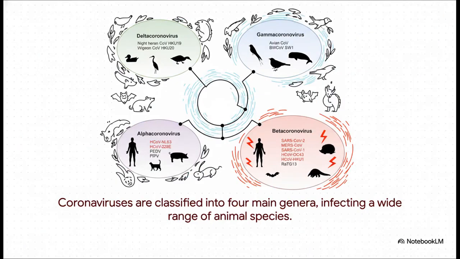Now, what's really interesting is how these thousands of viruses are grouped. We've got 4 main genera: alpha and beta, which mostly infect mammals, and then gamma and delta, which you'll typically find in birds. Our subject, SARS-CoV-2, belongs to the beta coronaviruses, a group that, as you can see, is pretty notorious for containing some serious human pathogens, like the original SARS and MERS.